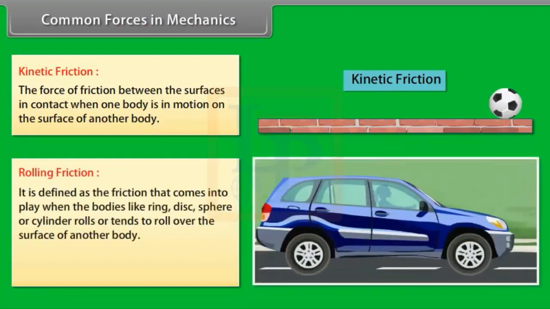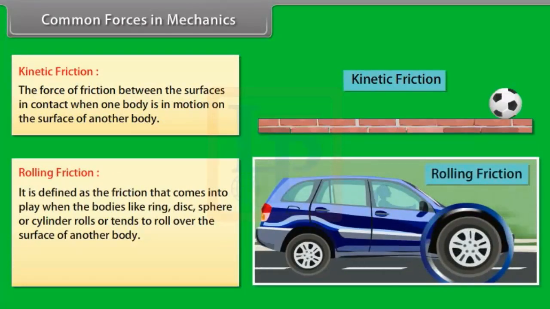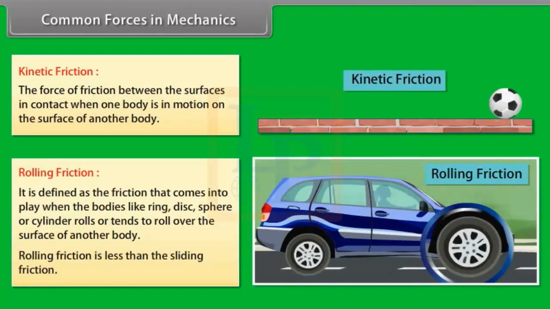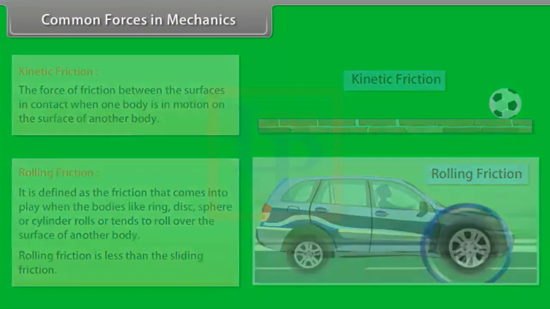Rolling friction. It is defined as the friction that comes into play when bodies like a ring, disc, sphere or cylinder roll or tend to roll over the surface of another body. Rolling friction is less than the sliding friction.